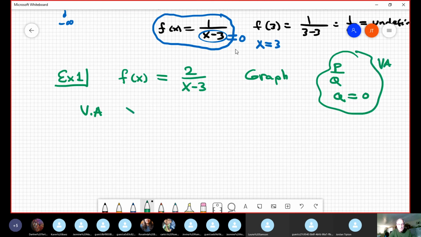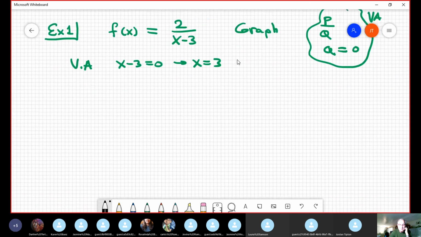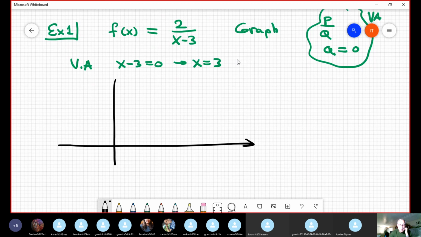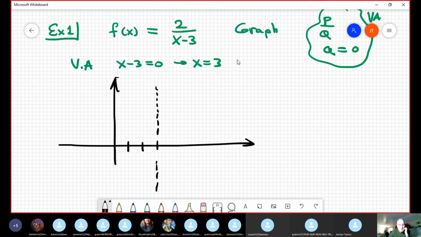In our specific example, x minus 3 equals 0, x equals 3. And this is a line. I draw my rectangular coordinate system. I know at 3, 1, 2, 3, we have a vertical line, the vertical asymptote, and we always draw the vertical asymptote in black as a dotted line.